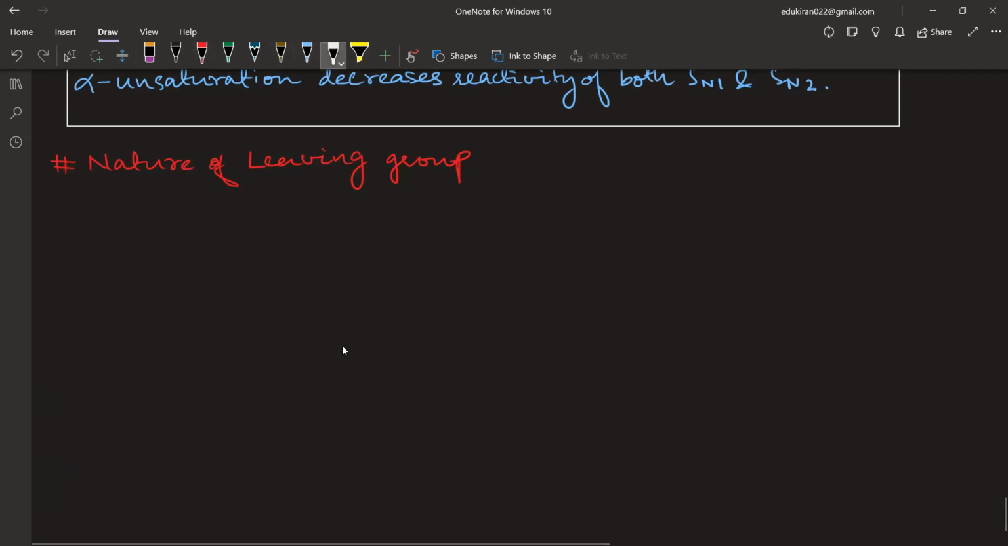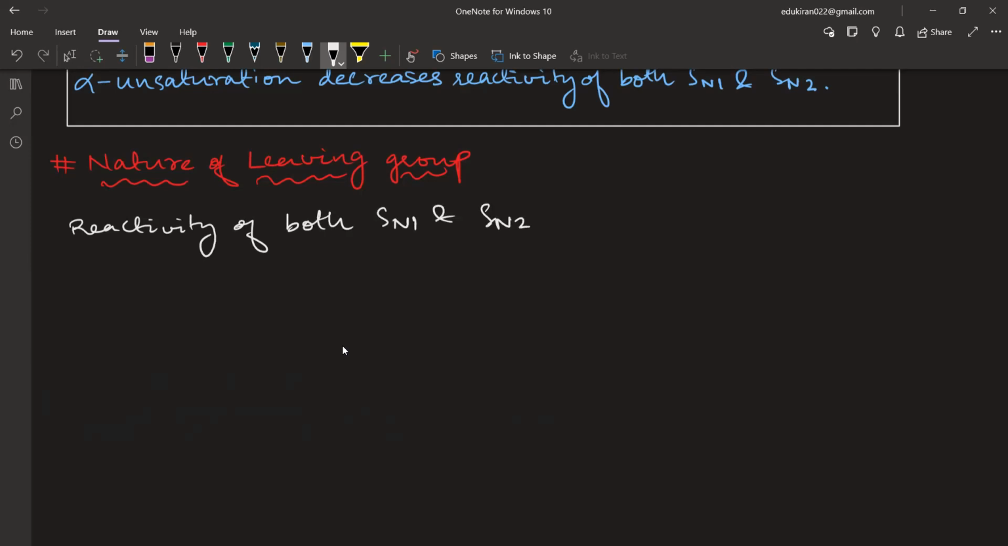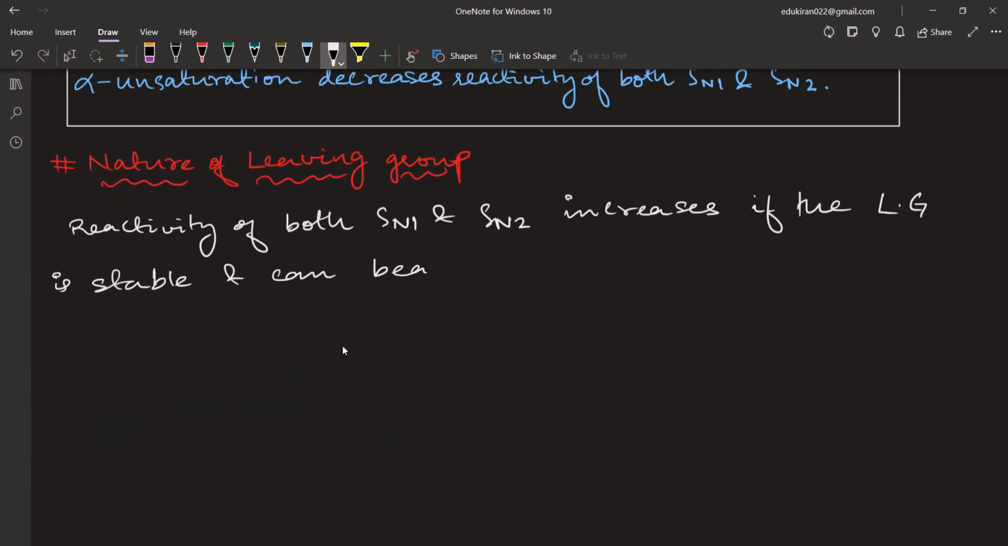Nature of leaving group. The reactivity of both SN1 and SN2 increases if the leaving group (LG) is stable and can bear charge.